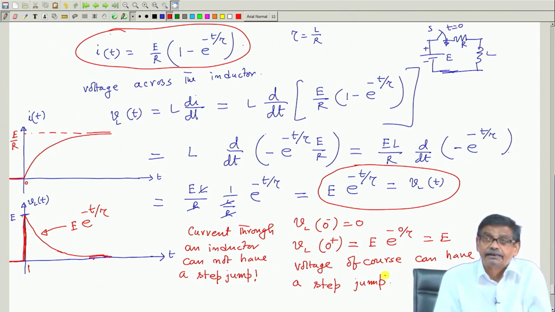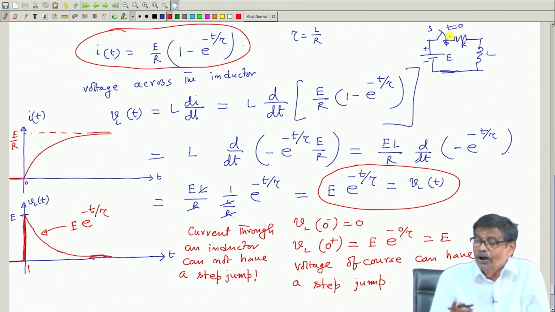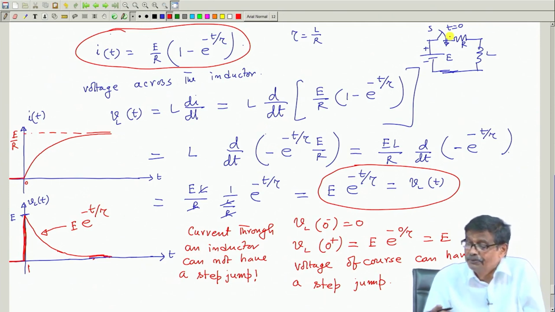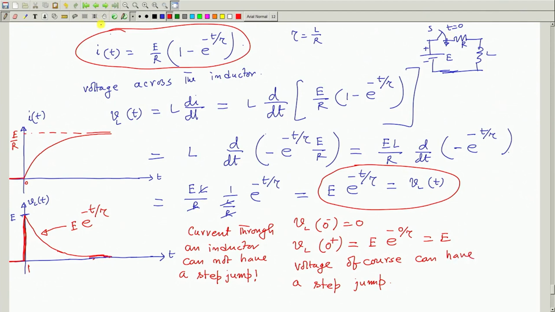E by R is the final current. But if you want to sustain this current in this circuit in this way, there will be additional power loss always taking place in R. Got the point? So, you can do one thing. To charge the inductor, I have to pump current into the inductor. Why? Because I want to store energy in the inductor, because the expression of the energy stored is half L I square.